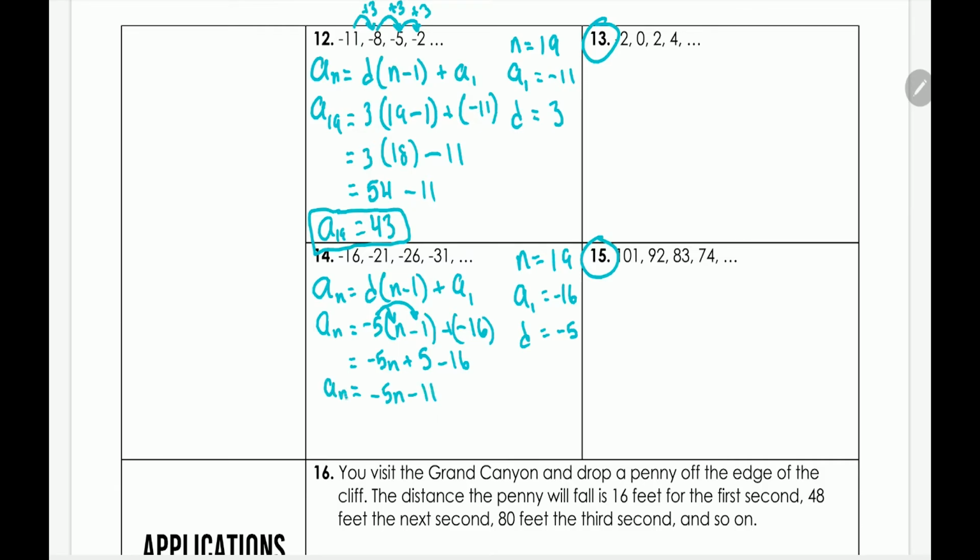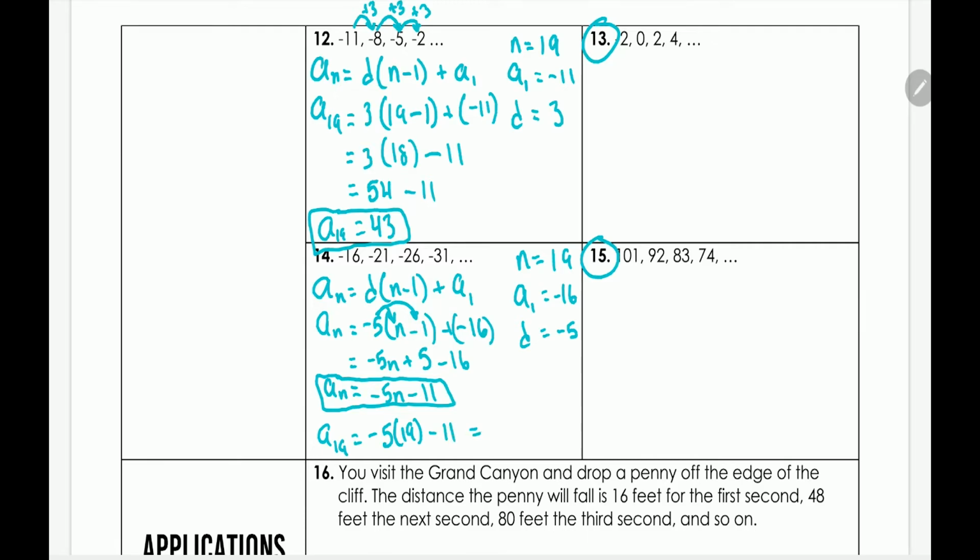So we're able to make this a little bit easier on ourselves, and what I just circled is going to be the formula for this particular problem to find whatever number term we need. So since we need a 19th term, we can go ahead and sub in 19 for n. So we have a sub 19 is equal to negative 5 multiplied by 19 minus 11.